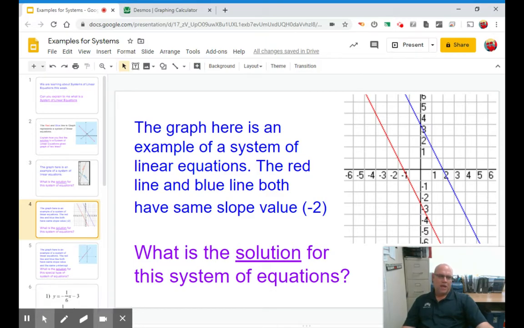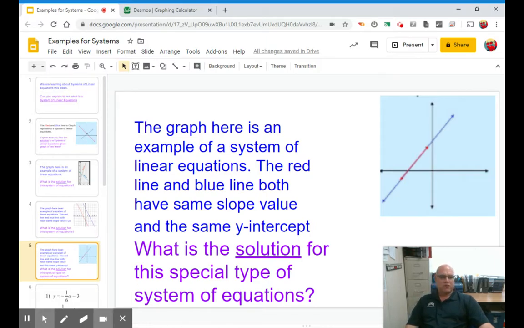All right, I hope you came up with no solution. These lines go on and on forever. They're infinite. They go both directions, infinite forever. But they will never cross. They will never intersect. Therefore, there's no solution when you have a system of equations and the lines are parallel.